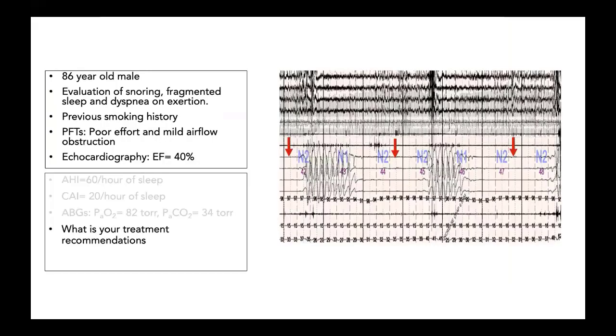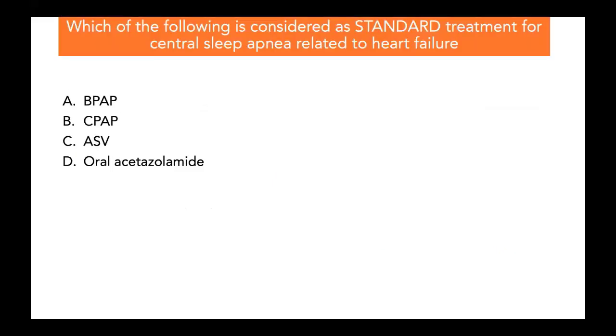So, treatment recommendations. We'll take the same patient and we'll go to a treatment recommendation. Well, you can have BPAP, you can have CPAP, you can have ASV, you can have oral acetazolamide. And which one is considered a standard treatment?